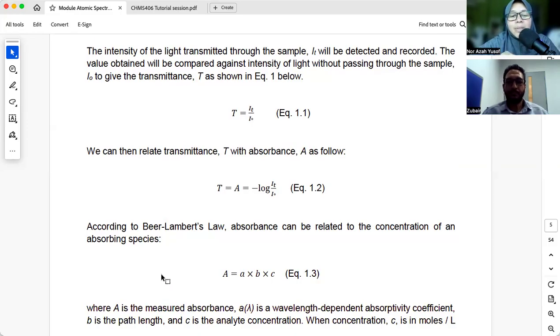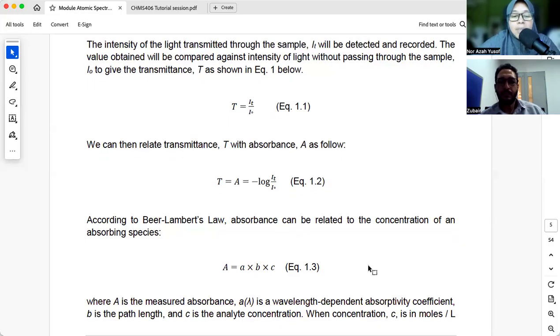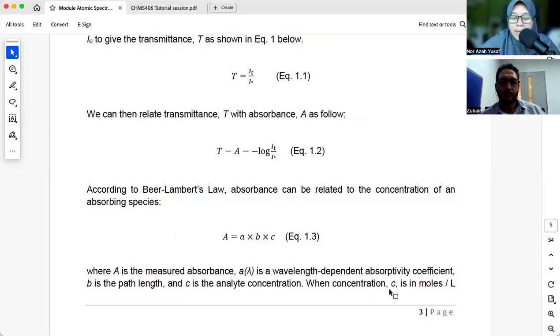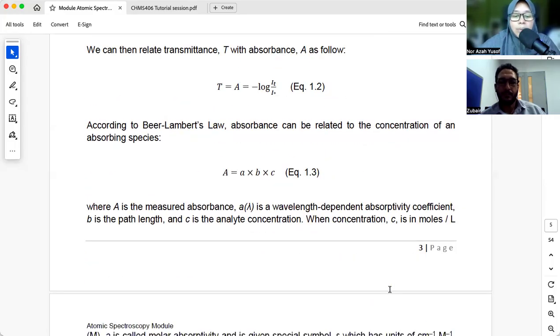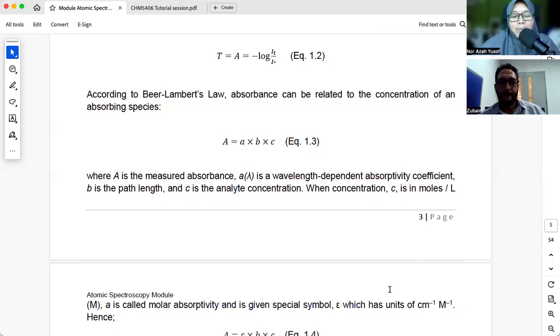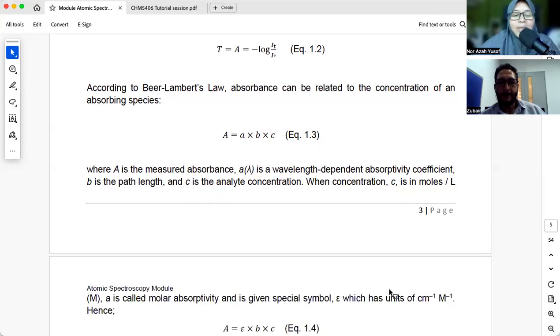So I'm not sure whether it is applicable for AAS. So this equation is not applicable for AAS. But if you use UV visible spectrophotometry, then this equation is relatable to the machine. Yeah? So C is the analyte concentration. Well, you will not be doing the calculation anyway.